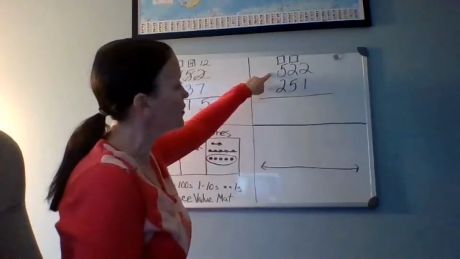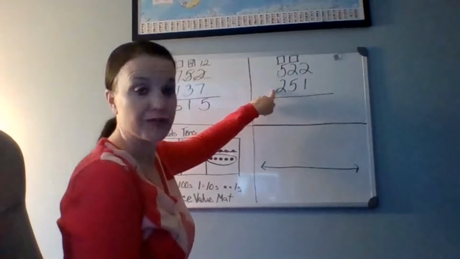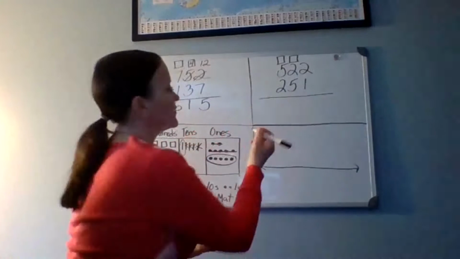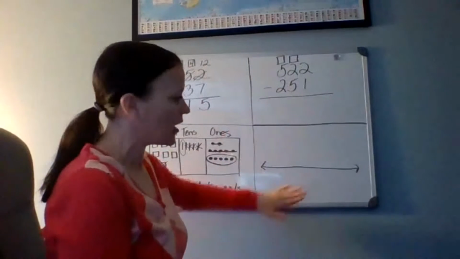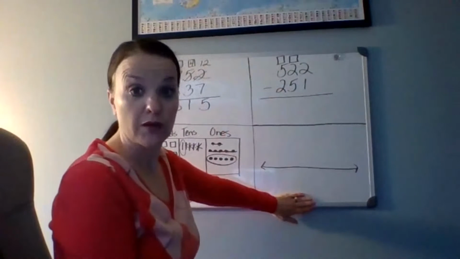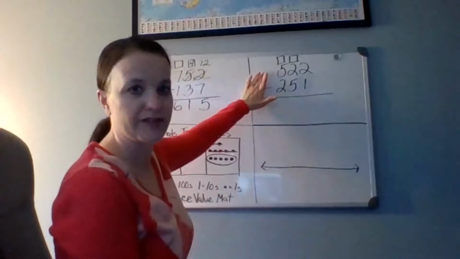So we have 522 and 251, and we're going to subtract. So I'm going to put my subtraction sign in there. Now I'm going to do it both ways. I'm going to separate these out. I'm going to do subtraction on an open number line, and then I'm going to do the standard way too up here.